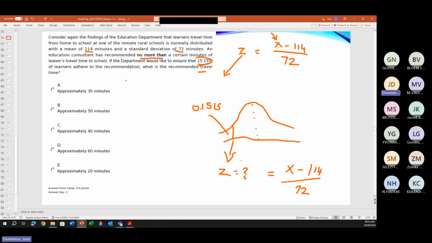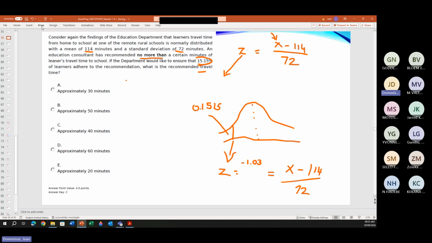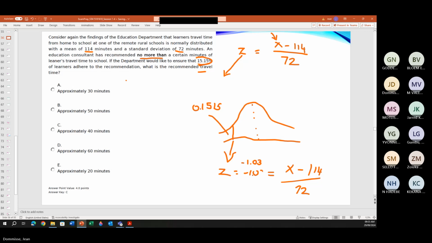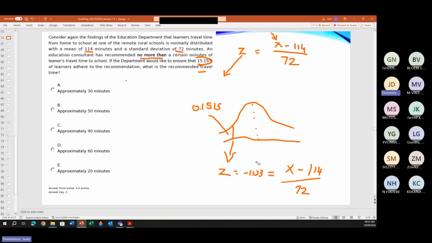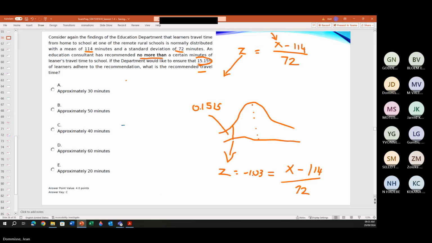So minus 1.03. Just wanted to write it down first. Okay, so then that is going to be our formula. Z needs to be, we know the Z now, so from there we can say, okay, minus 1.03 is equal to X minus 114 divided by 72.